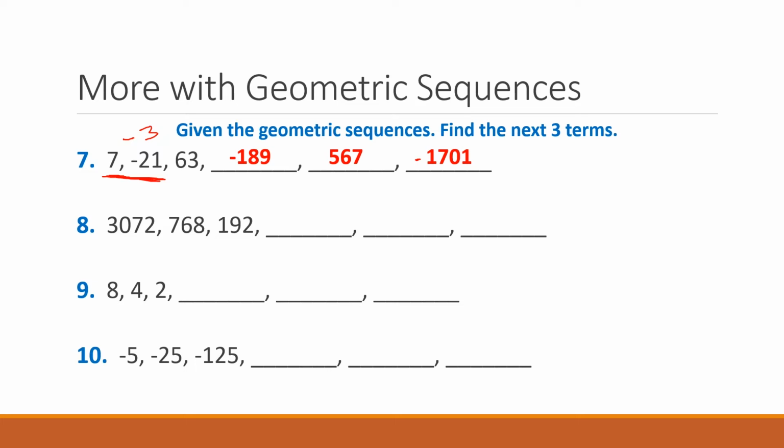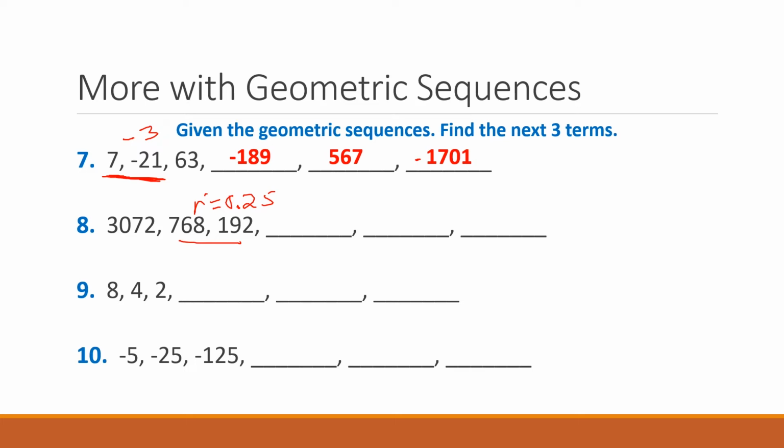The next one here, number 8, these two here, I'm just going to take my calculator and divide since I have large numbers. 192 divided by 768 gives me 0.25 or 1/4. Since I have such large numbers, I'm just going to deal with decimals here. So 0.25.